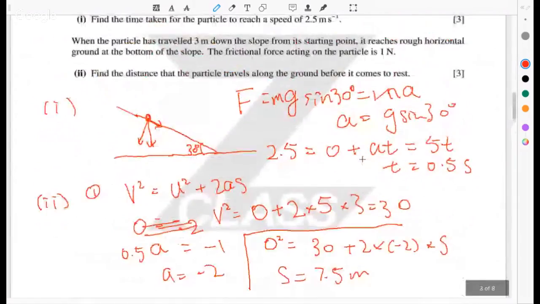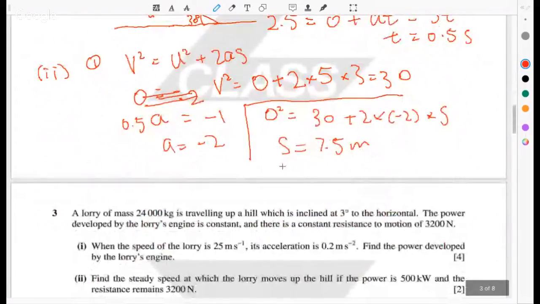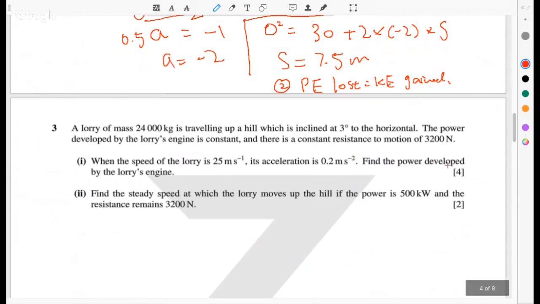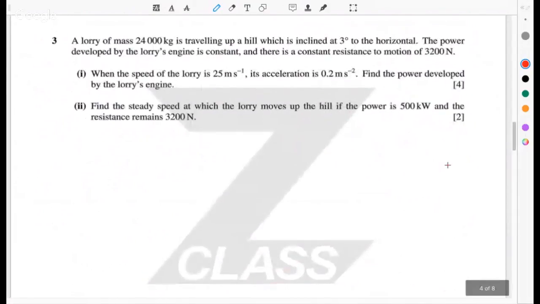And there will be another method where you use energy conservation, where you say the PE lost is equal to KE gained to work out energy. But I think our first method is the easiest and the most intuitive way of solving this question.